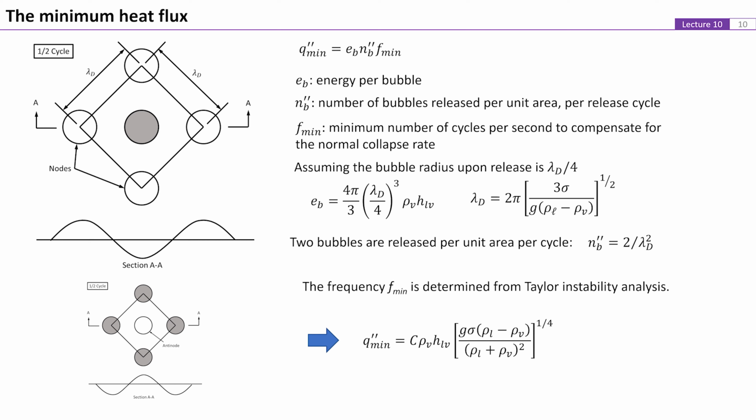From the Taylor instability analysis, the most dangerous wavelength and the corresponding frequency can be determined. The energy carried with each bubble is the latent heat corresponding to the formation of it. According to this schematic illustration, the number of bubbles released in each cycle is 2. With these values, an expression for the minimum heat flux can be derived with an empirical coefficient C.